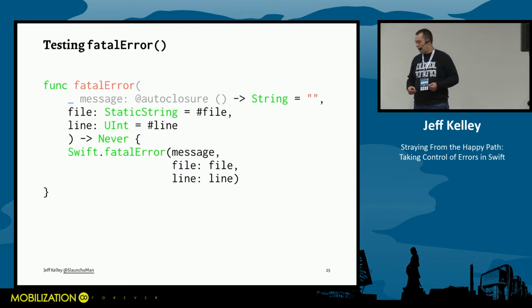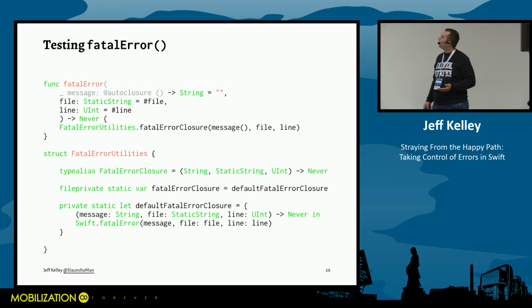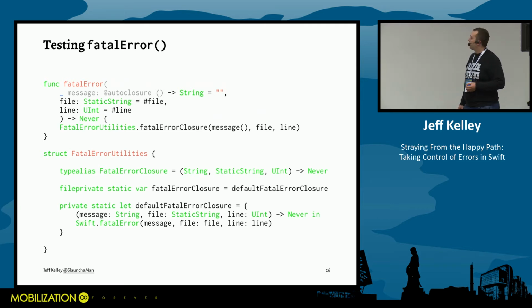So what's the advantage of doing this? And sorry, this might get a little hard to read on the back, because you need a lot of code to make this work. But we can have this type alias for a fatal error closure that just takes a string and a static string for the file name and a line number. And I give it a default fatal error closure, which is just the Swift.fatalError, and the one we defined before.